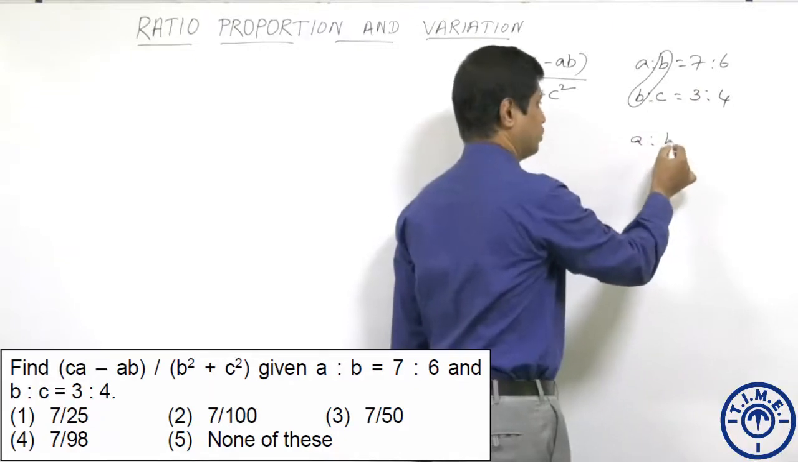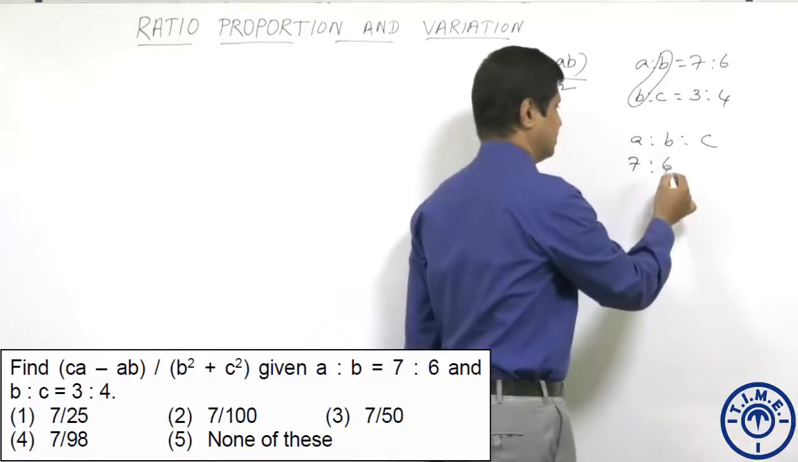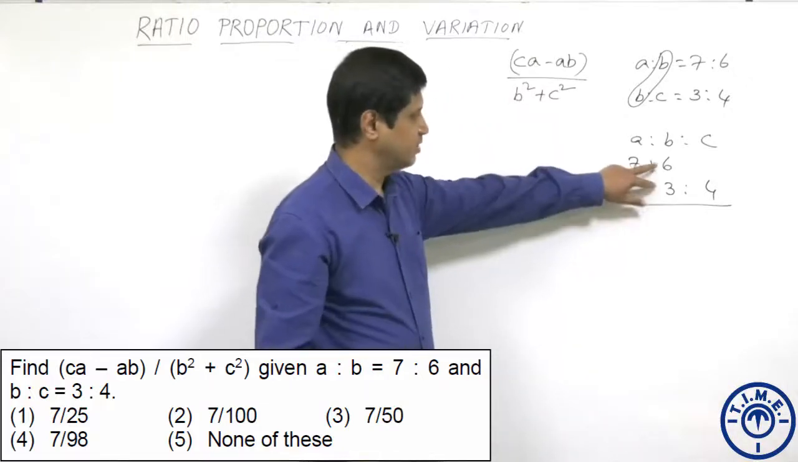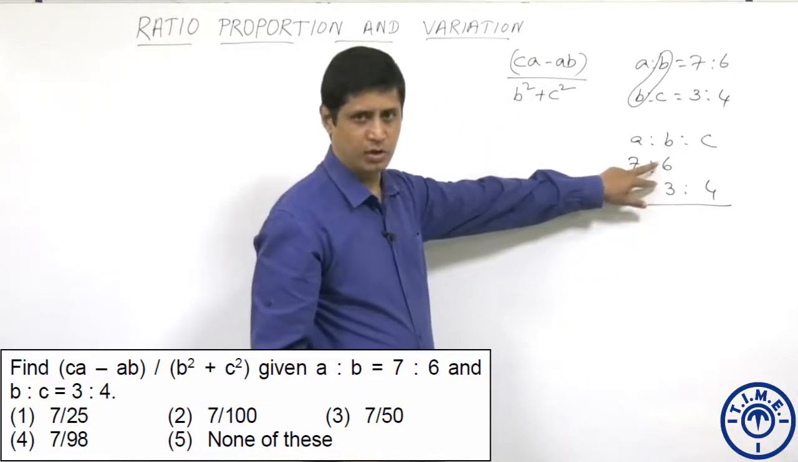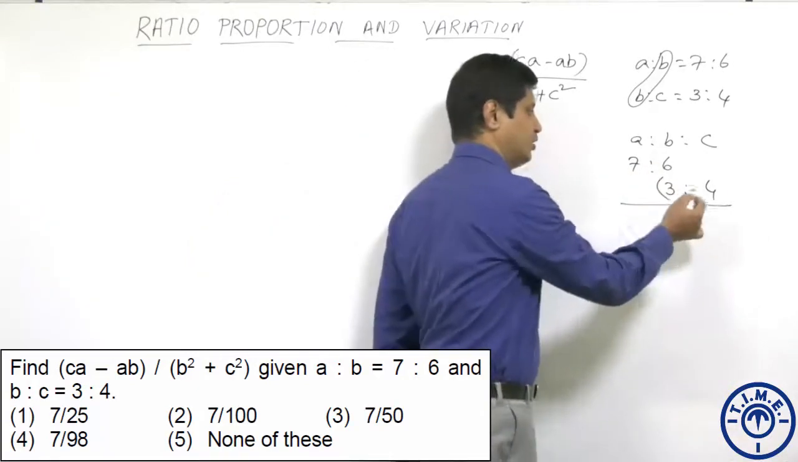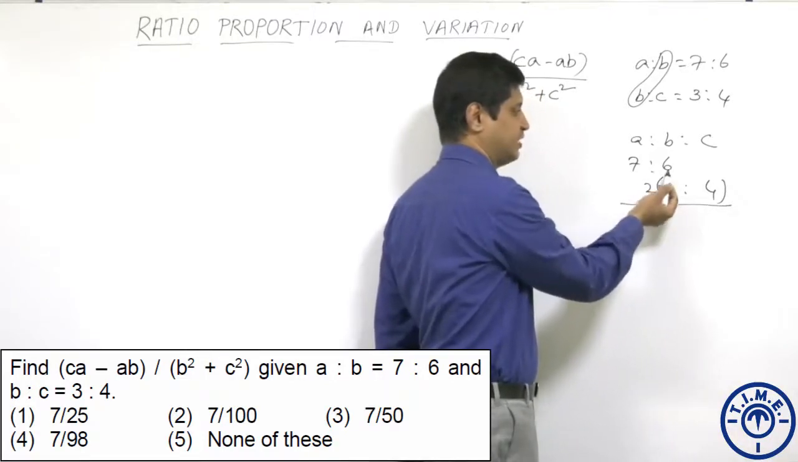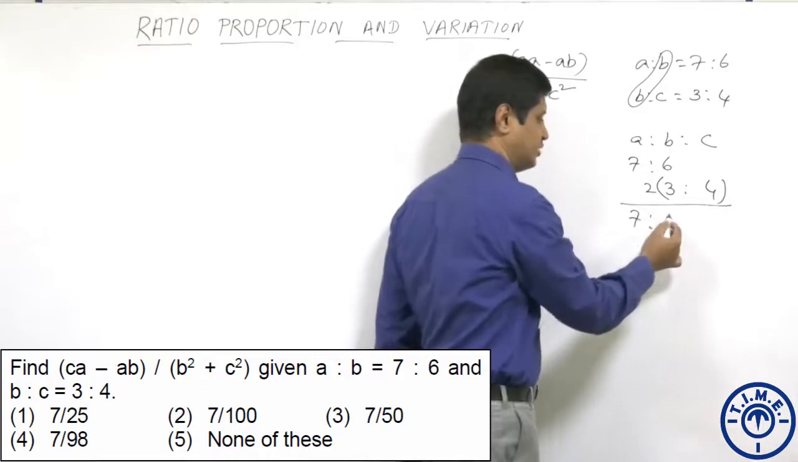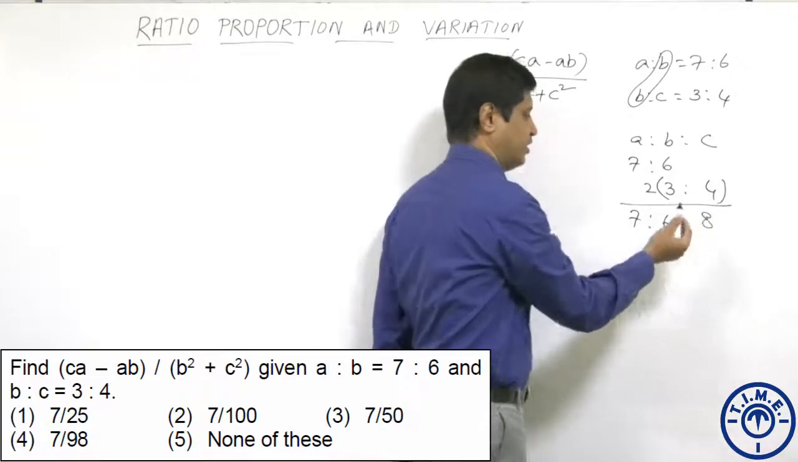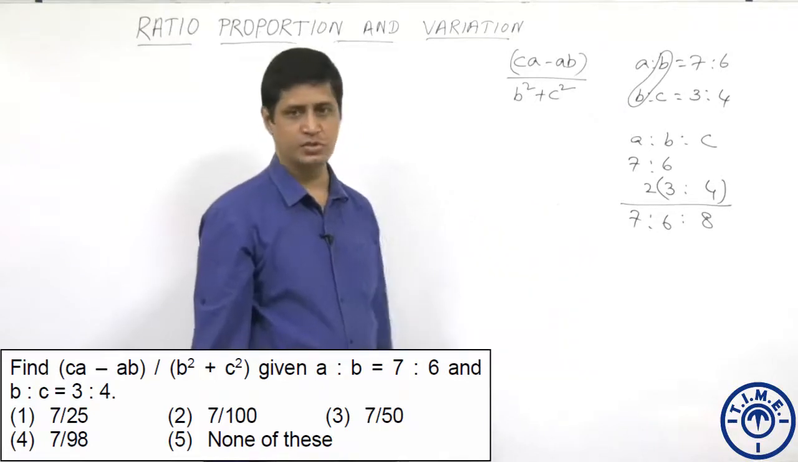What is the best way to find the ratio of A, B, C? Just make the values of the common element the same in both the ratios. Now just observe the values of B in both the ratios. One value is 3, the other one is 6. Now 6 is a multiple of 3. So how many times is it? 3 is becoming 2 times, it is a double. 2 times 3 results in 6. Means 7 is to 6 is to, now 2 into 4, the value is 8. So what is the ratio of A, B, C? 7 is to 6 is to 8.